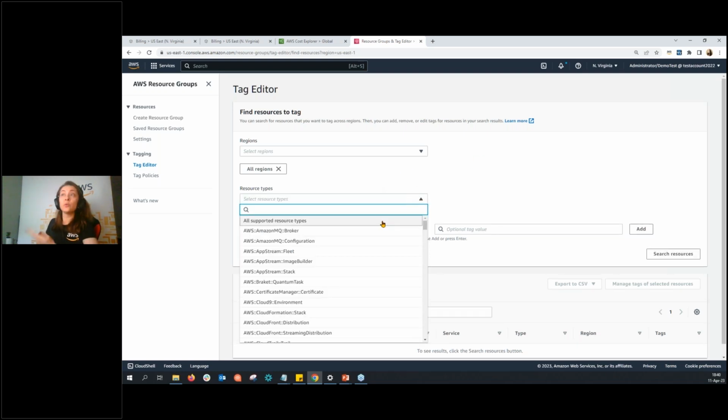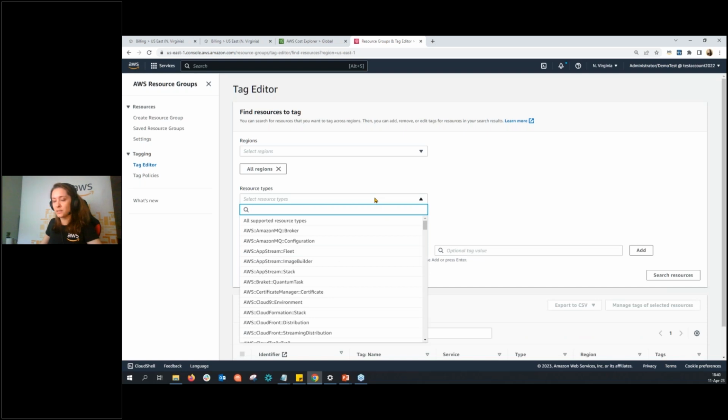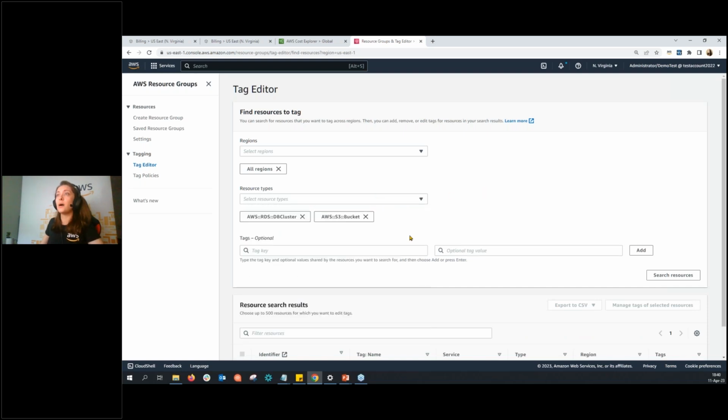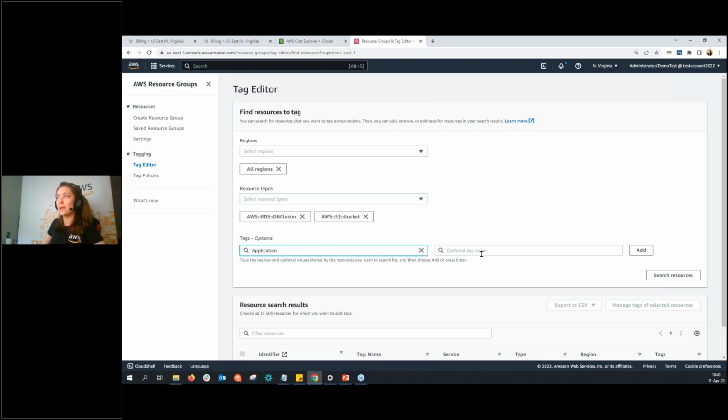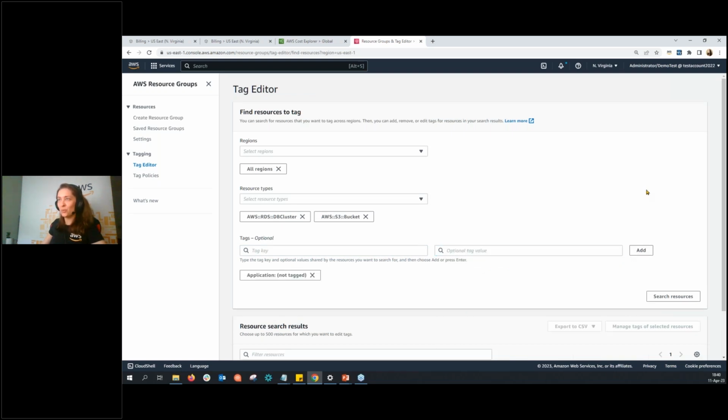I could select all of the supported resource types, but just for the purpose of this demo, I'll select a couple, like RDS clusters and maybe S3 buckets. And now I need to find the tag key in question. In my case, it's tag key application and the tag value not tagged. So this should hopefully find all of my RDS instances or clusters and all of my S3 buckets that are not tagged with the tag key application.